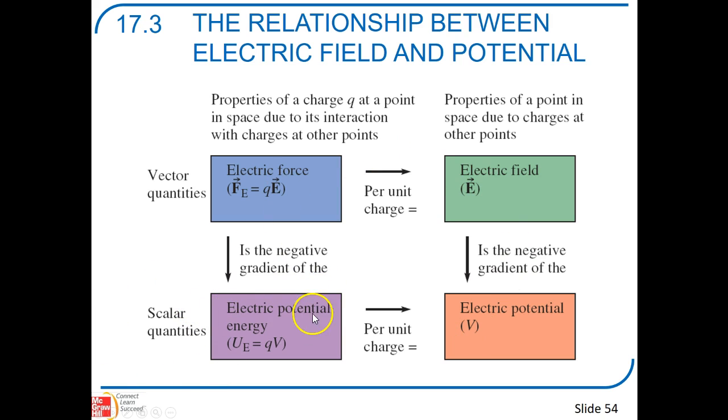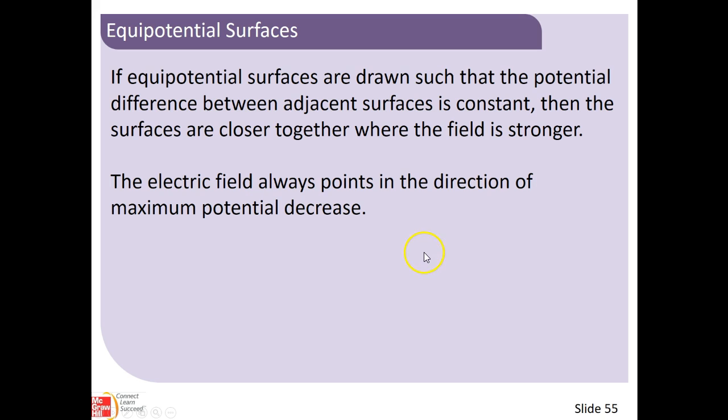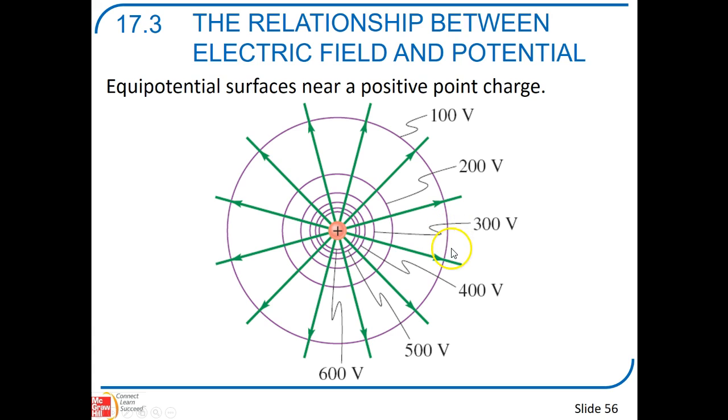Big thing to remember is that EPE, electric potential energy, is a scalar, and so is electric potential, but the electric force and the electric field are vector quantities. And this is a nice summary slide for all those different things. Equipotential surfaces, if you draw them so that the potential difference between adjacent surfaces is constant, then the surfaces are closer together where the field is really strong. The electric field is always going to point in the direction of the maximum potential decrease.